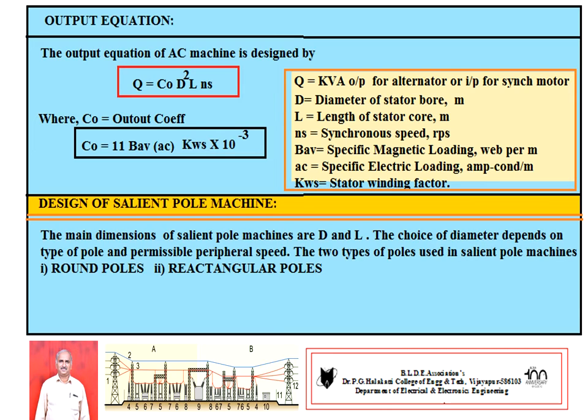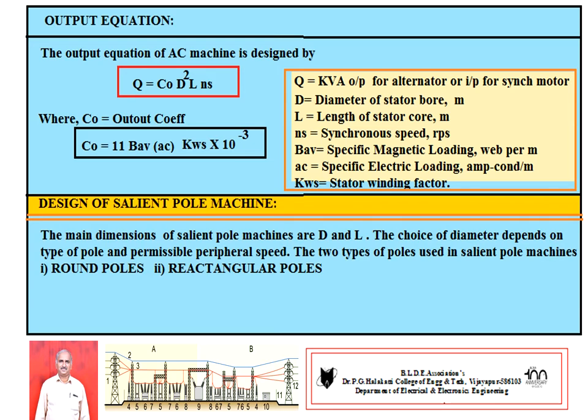What is the B average? Specific magnetic loading. What is the AC? Specific electric loading. What is the kWs? Stator winding factor. It is similar to that of induction motor. Substitute the value. So, what is the L? Length of stator core in meter. What is the D? Diameter of stator bore in meter. kWs, stator winding factor. Same expression.